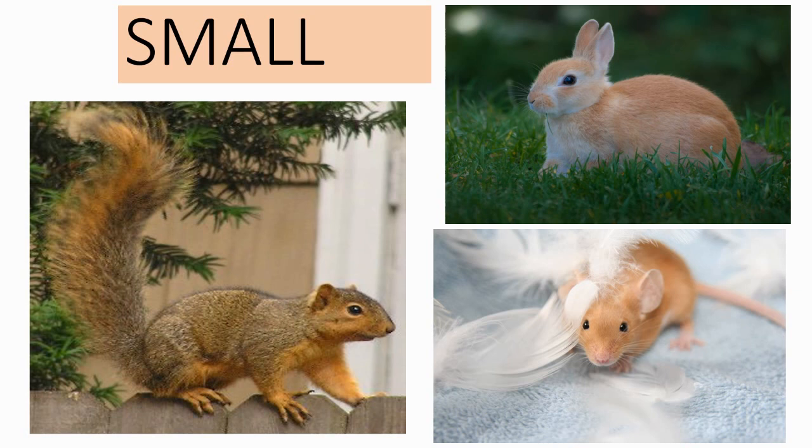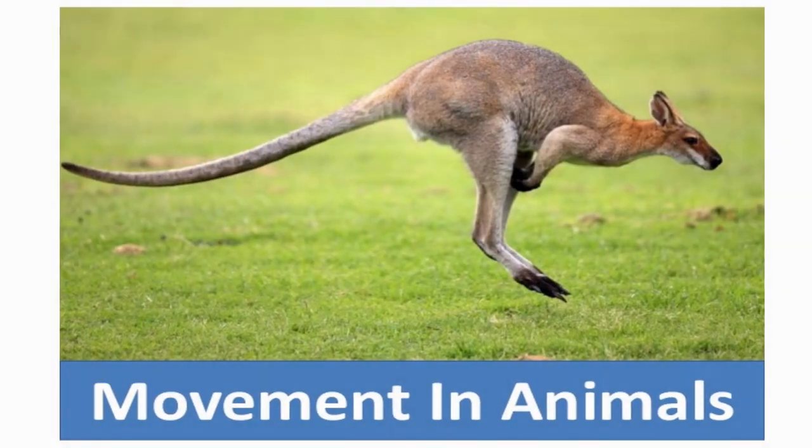And in such a way, animals have three differences. First, the place where they live, second, their color, and third, their size. Till now, you saw kinds of animals and their differences. Now, let's take a look at movements in animals. As different animals live in different places, they also move in different ways.